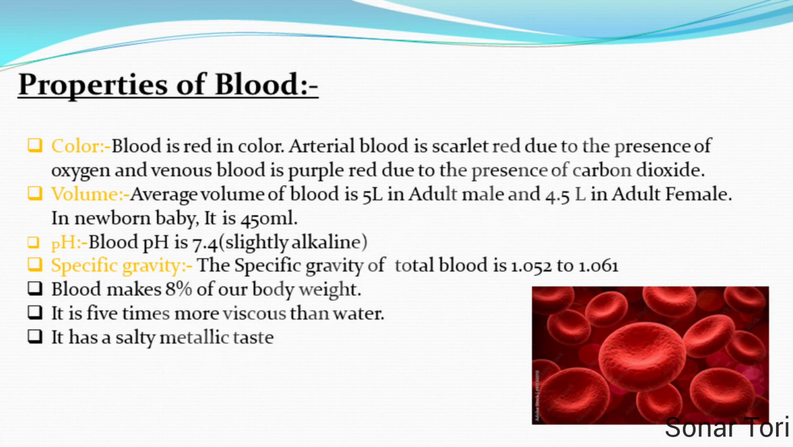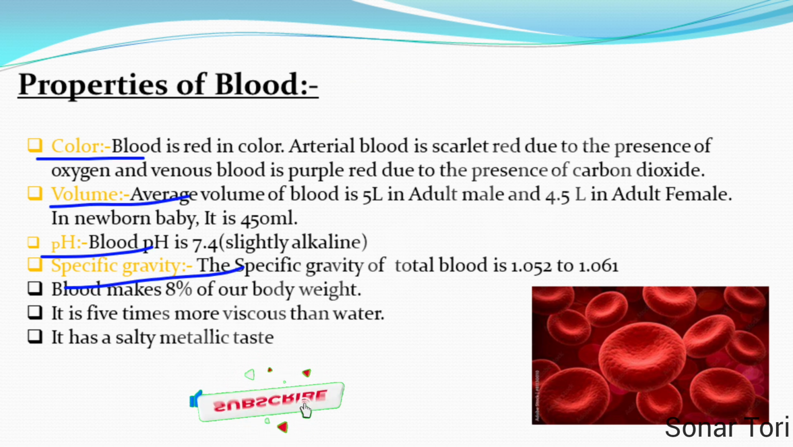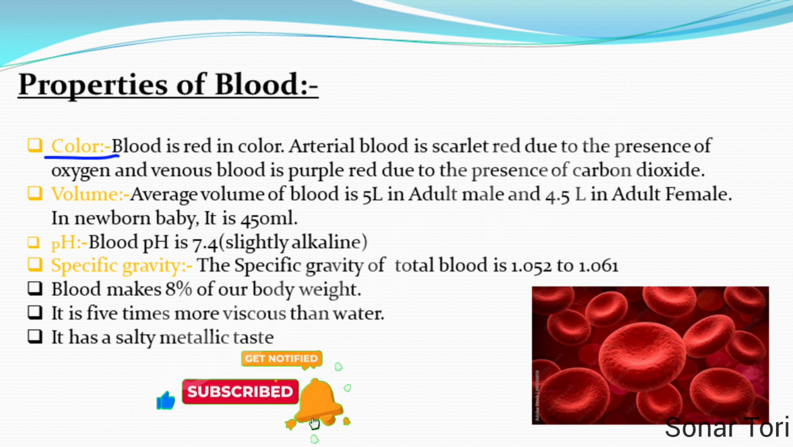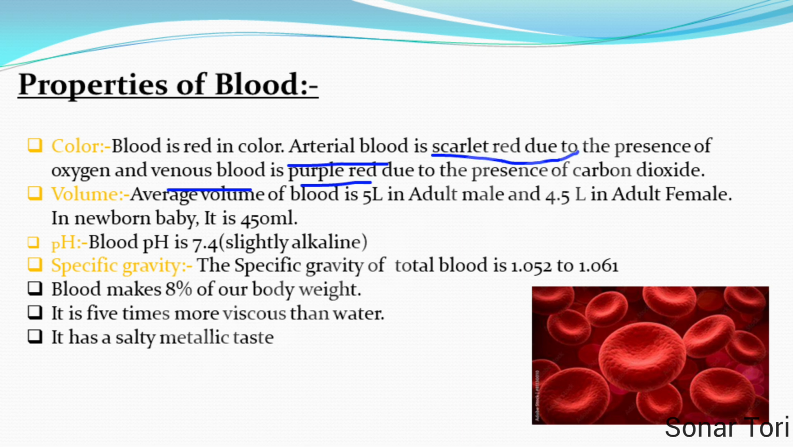Coming to the next slide, properties of blood. Properties of blood are its color, volume, pH, specific gravity, etc. First of all, color. The blood color is red, we all know that, but arterial blood is scarlet red due to the presence of oxygen in the artery, and venous blood is purple red due to the presence of carbon dioxide in the vein.